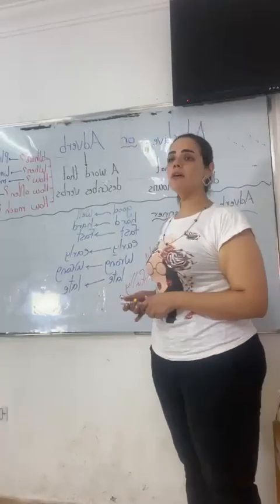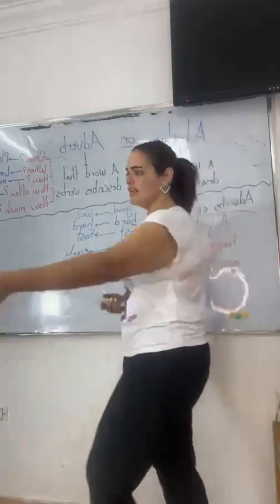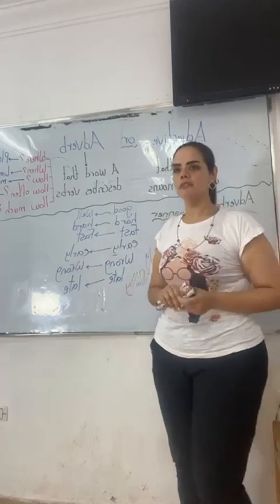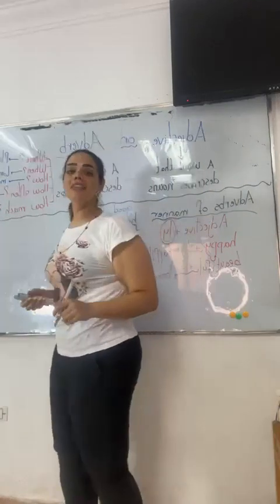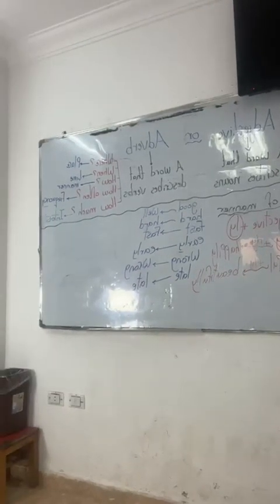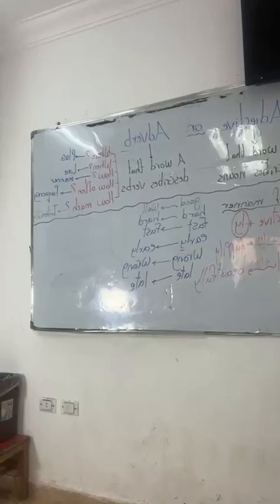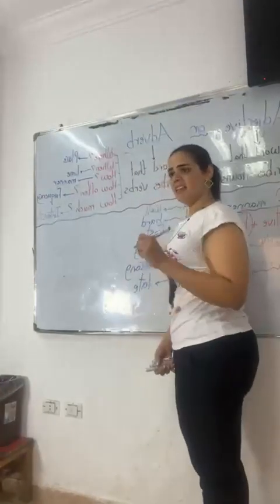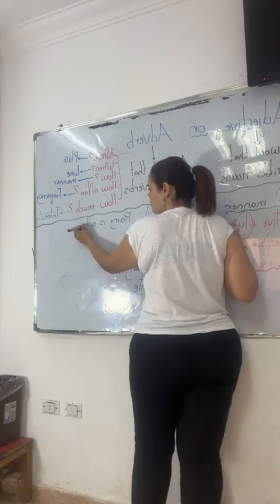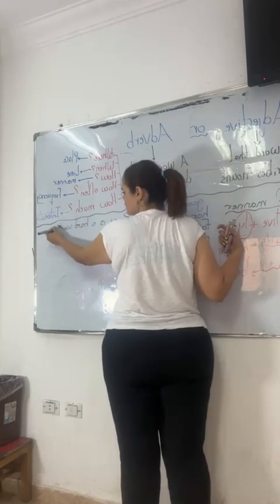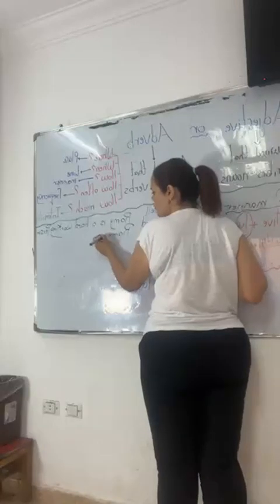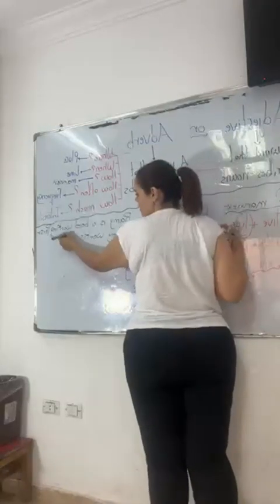Guys, I was talking about how can I differentiate between using the adjective and the adverb if the adverb is irregular. Okay, look, it depends on the sentence I am using. I'm going to show you the difference here. Rami is a hard working person. And I said here, Rami works really hard.